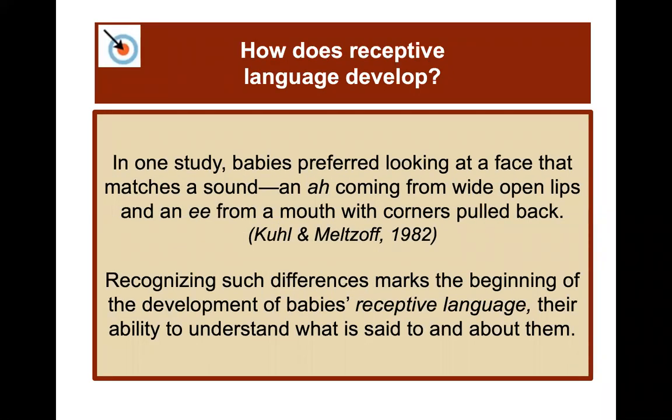How does receptive language develop? Receptive language is what you can understand. Early on, babies start understanding language much more quickly than their expressive language, their ability to utter words, for most babies at least. In one study, babies preferred looking at a face that matches a sound, an ah coming from wide open lips and an e coming from a mouth with corners pulled back. Recognizing such differences marks the very simplistic beginning of receptive language, their ability to understand what is said to and about them.